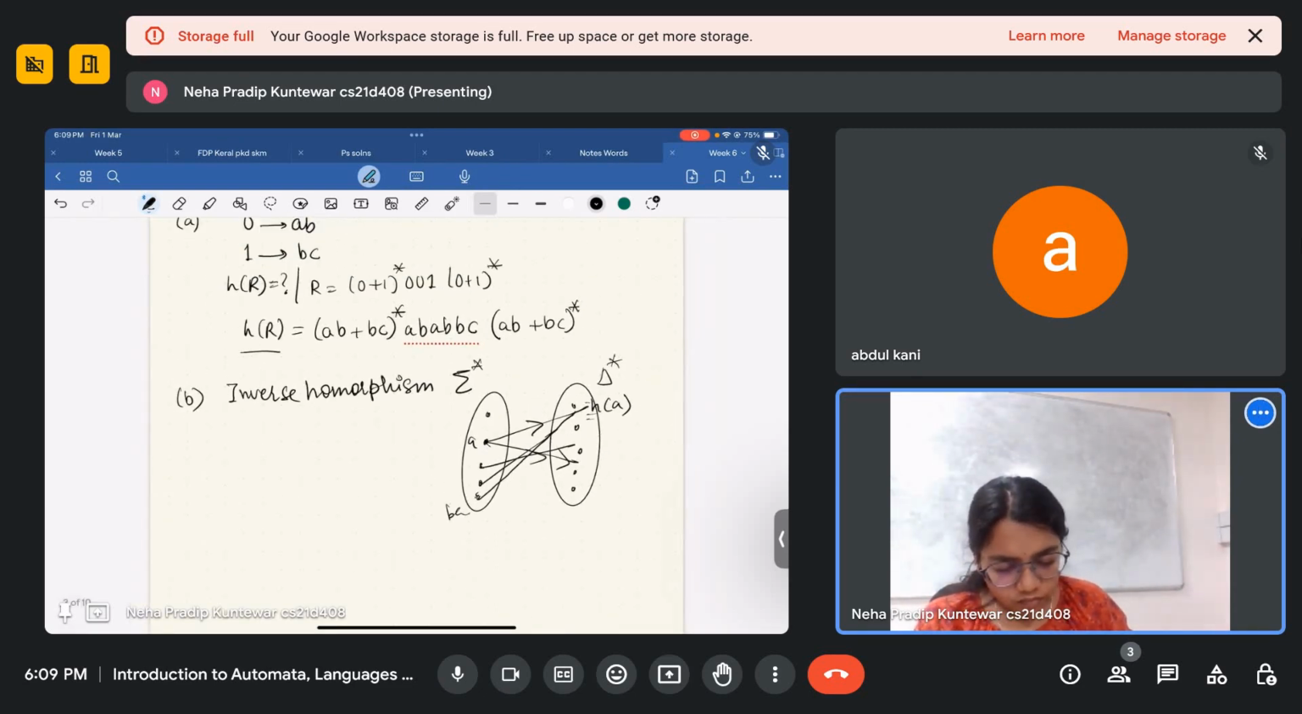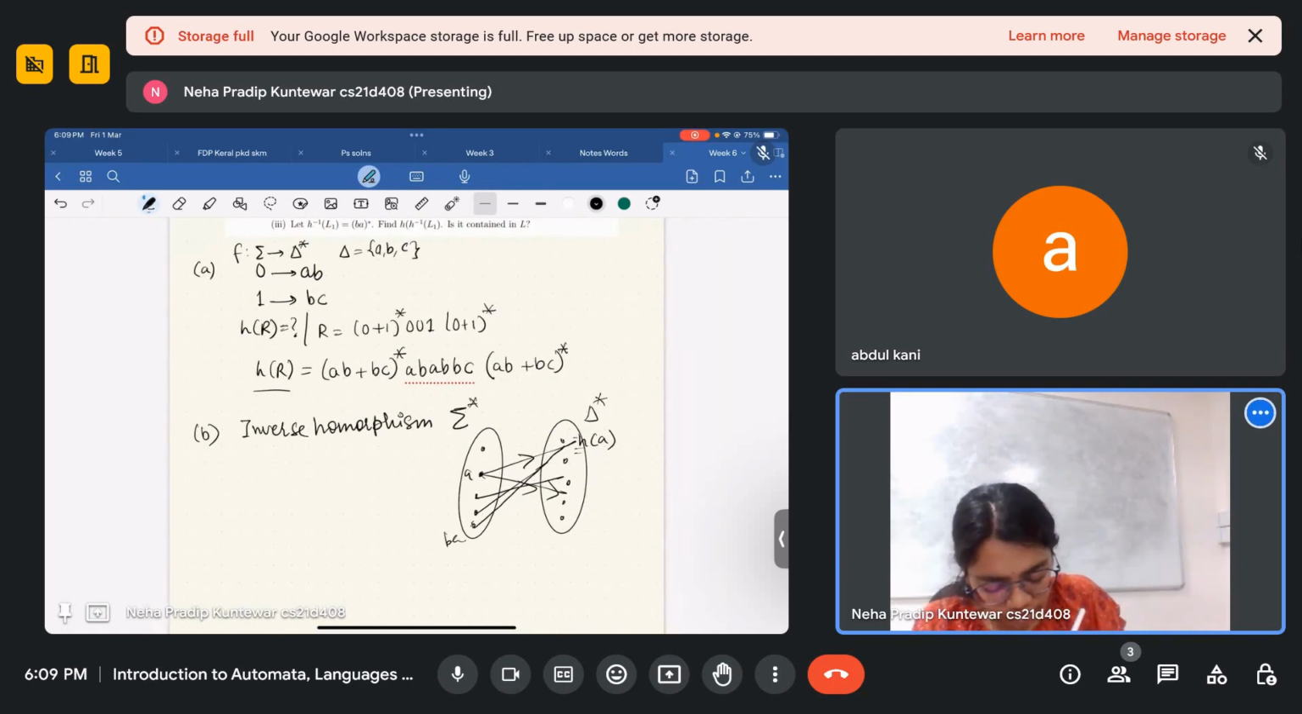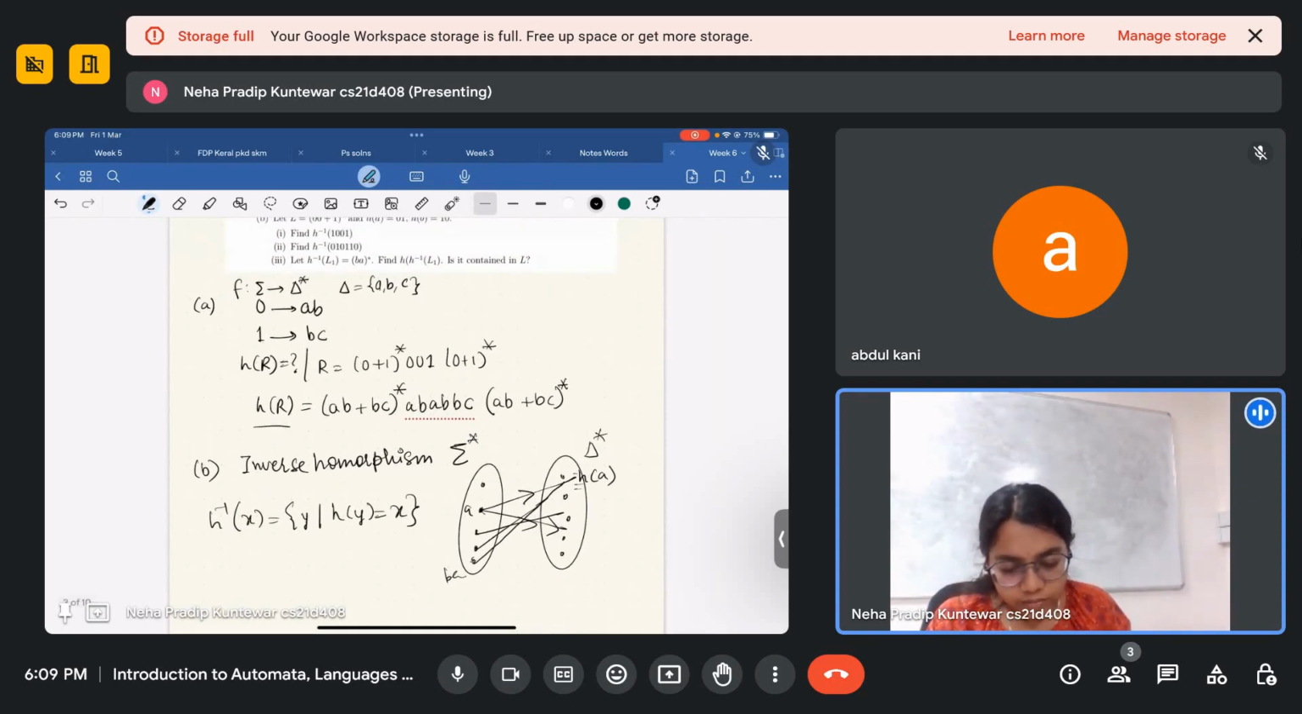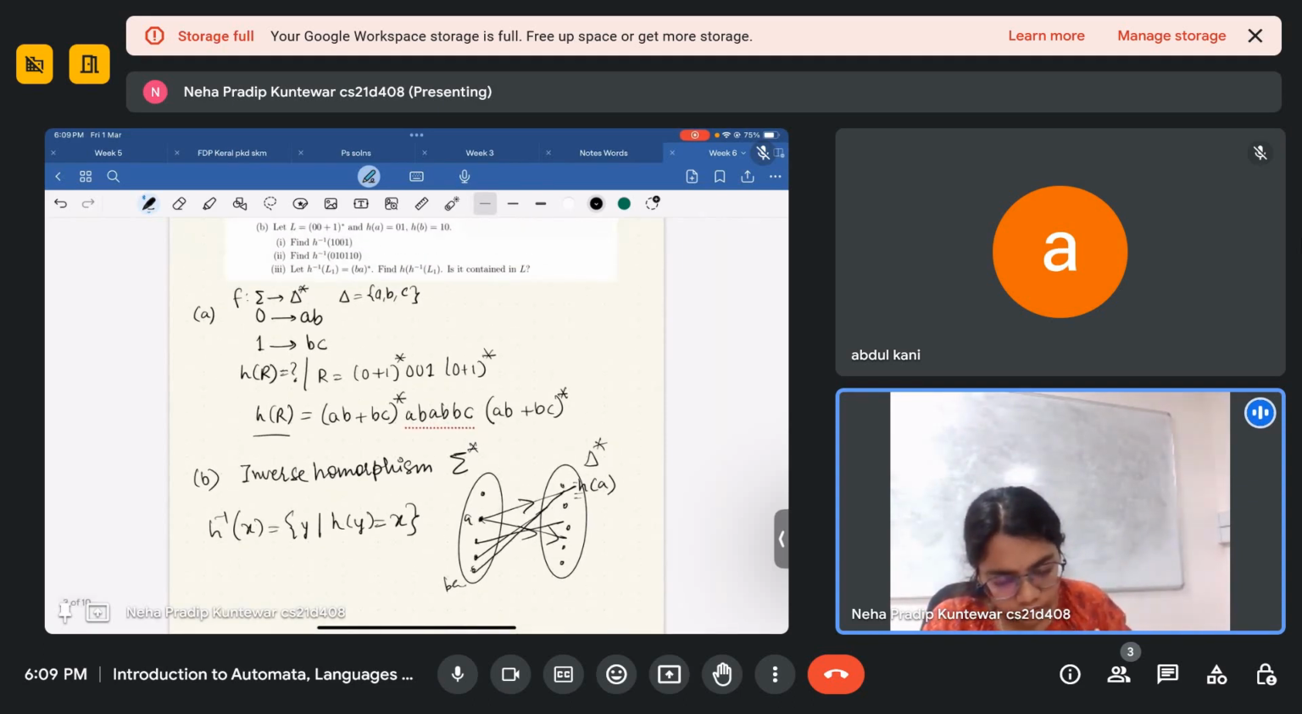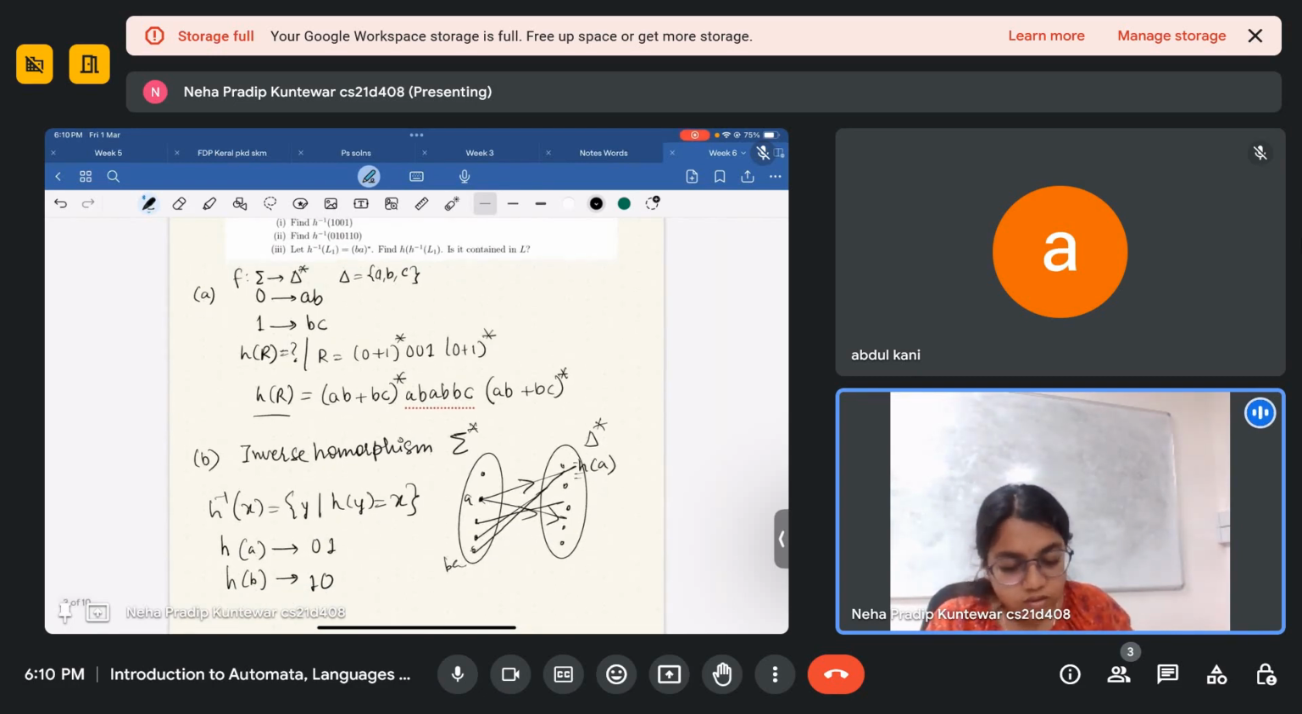So H inverse of some X would be the set of all Y such that H of Y is equal to X. That's the formal definition. Now let's see the homomorphism function. So H takes A and replaces it with 0 1, takes B and replaces it with 1 0. So let's look at H inverse of 1 0 0 1.